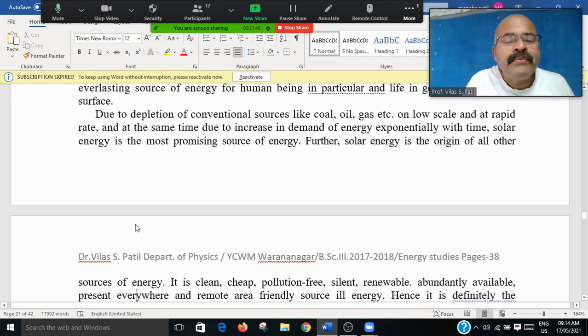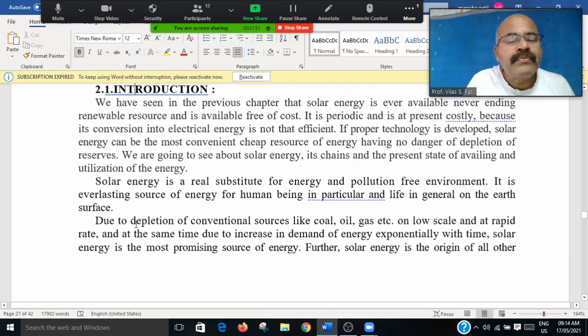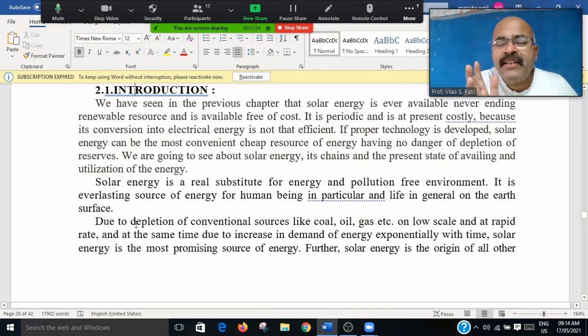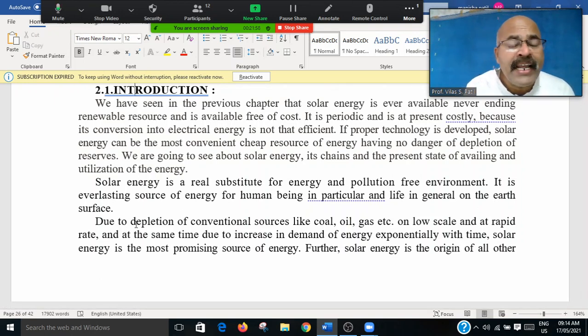We have seen in the previous chapter that solar energy is a never-ending renewable source. Friends, has it ever happened that the sun did not rise, that for many days we did not see the sun here? No, it will never happen. It means that solar energy is a never-ending renewable resource, and it is available free of cost.